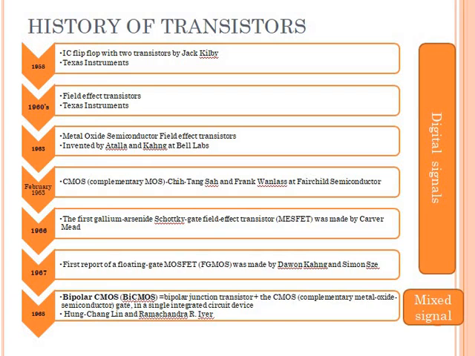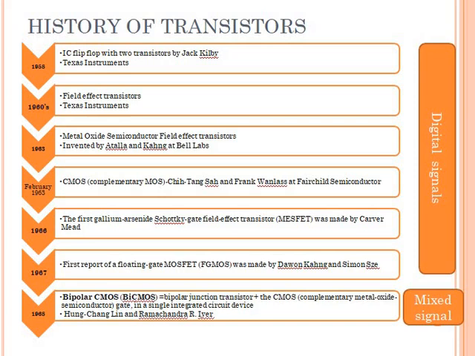After that, in 1966, the first gallium arsenide Schottky gate field effect transistor, that is the MESFET, was made by Carver Mead, but these transistors were not commercialized because gallium arsenide was not abundant in the field. In 1967, the first report of floating gate MOSFETs, that is FGMOS, was made by Dawon Kahng and Simon Sze.